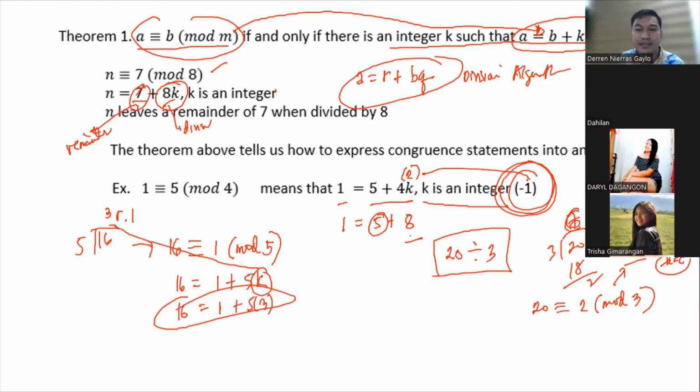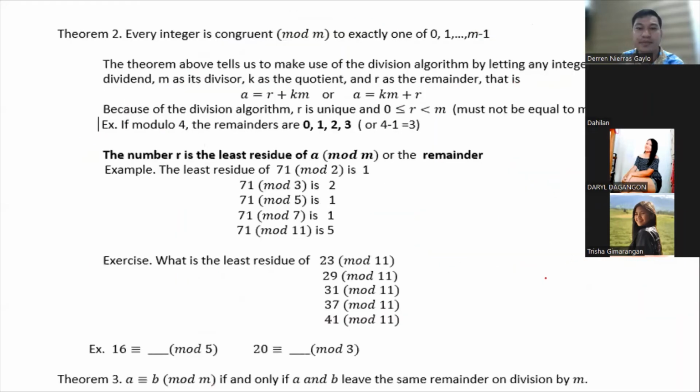So, okay, let's continue to the second theorem. Theorem number 2. Every integer is congruent modulo m to exactly one of 0, 1, 2, up to m minus 1. So it talks about the remainder, no? It talks about the remainder.